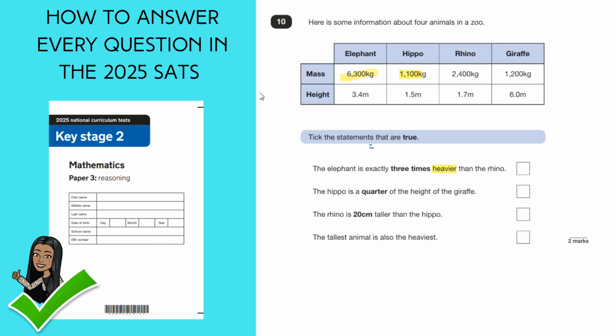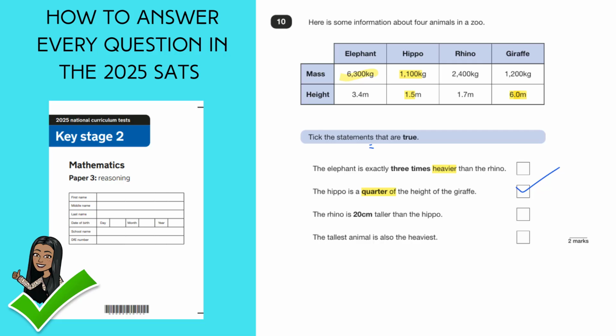Next one, the hippo is a quarter of the height of the giraffe. So hippo and giraffe, and height this time. The hippo is a quarter of the giraffe. 1.5, is that a quarter of 6? It is. So you could either times 1.5 by 4 to see if 4 lots of that equal a giraffe, which it would, or you could divide 6 by 4 to find out if 1/4 of your giraffe was equal to hippo, and you would find that that is actually correct. So we could tick this one.